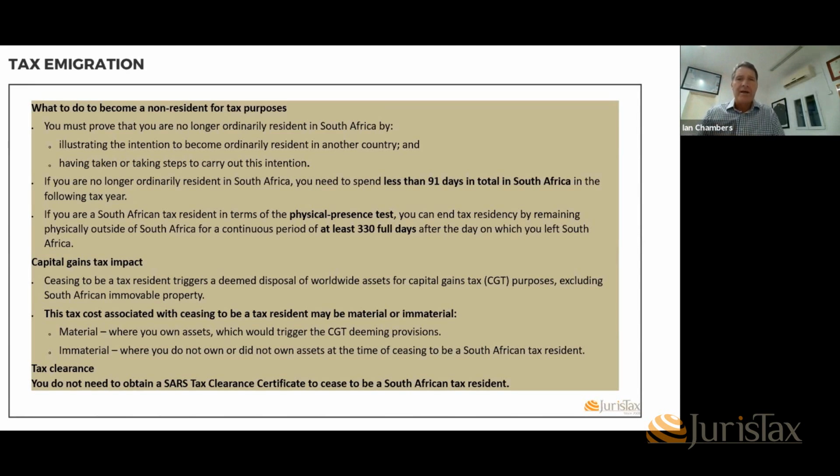We mentioned at the bottom of the slide that you don't need a tax clearance certificate to cease to be a South African tax resident. The manner in which this disclosure is made is on the tax return, the IT12, where a question is posed: did you cease to be tax resident in South Africa during the year of assessment? If that is answered yes, the IT12 return then populates itself with the capital gains.